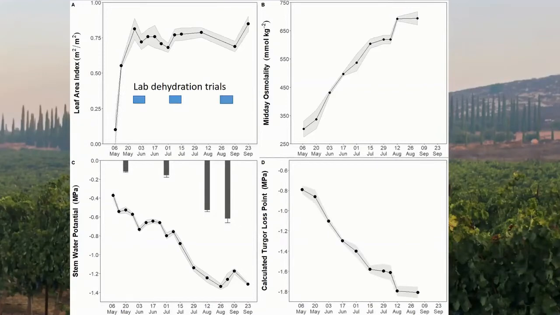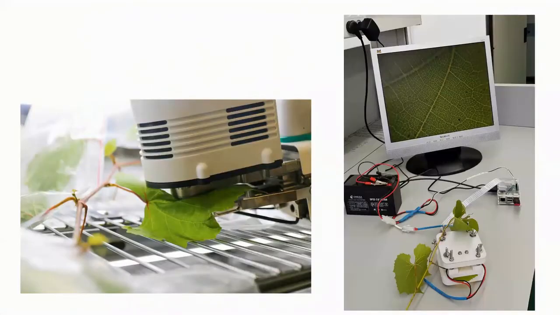We did a lab dehydration trial at 3 points during the season. One was in the last couple of weeks of May, another was in the beginning of July, and another was in the end of August. What did we do on these dates? We brought shoots to the lab. Some of them were connected to a gas exchange system while they were drying, and some were connected to the imaging. This is an imaging clamp that allows us to see xylem vulnerability.